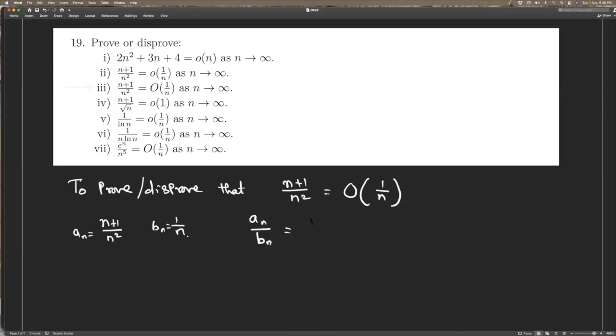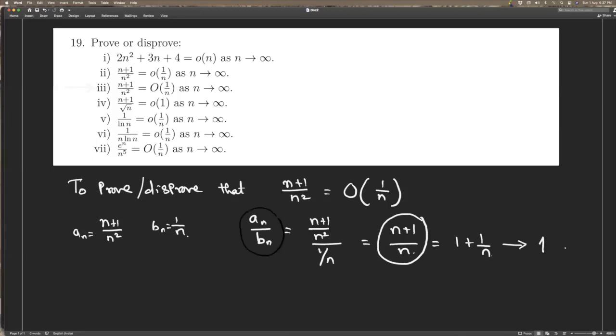So how will you write this? This is (n plus 1) divided by n square, divided by 1 by n, which will give you (n plus 1) by n. Now that can be written as 1 plus 1 by n. In fact, from here itself we can see that both the terms go with equal speed to infinity. So therefore (n plus 1) by n square is big O of 1 by n. Okay, so you can see that this tends to 1. So this sequence is bounded, and in fact it goes to 1. So this is correct actually.